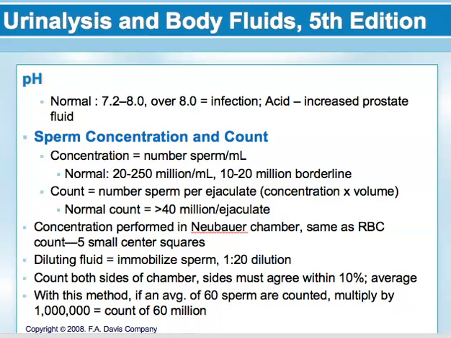The counts must match within 10% on each side. So remember, you're counting both sides of the hemocytometer, so those counts that you come up with should match within 10% of each other. When these squares are counted, the average number of sperm counted can be multiplied by 1 million to determine the sperm concentration per milliliter. So again, if you count those specific squares on the hemocytometer, you can get that average number, multiply times 1 million, and there's your count. The term azoospermic means that no sperm at all are present.